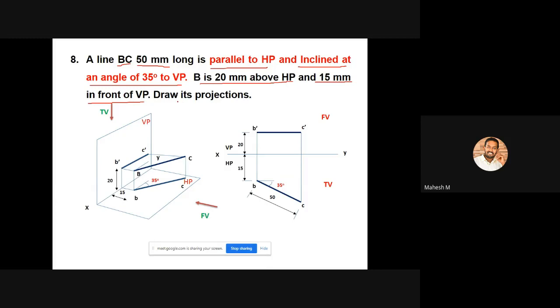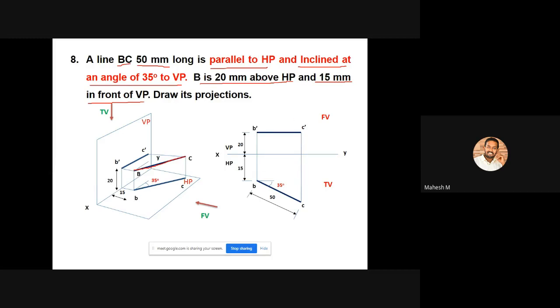So we have to draw the projections. This one is our component. The component should be inclined at an angle of 35 degree to the VP. Okay, so it is inclined to VP. So you have to draw the top view in an inclined angle. So the front view will be a horizontal line.